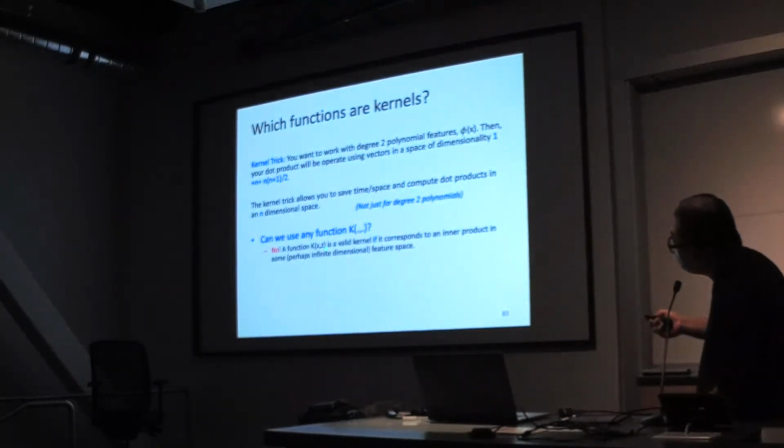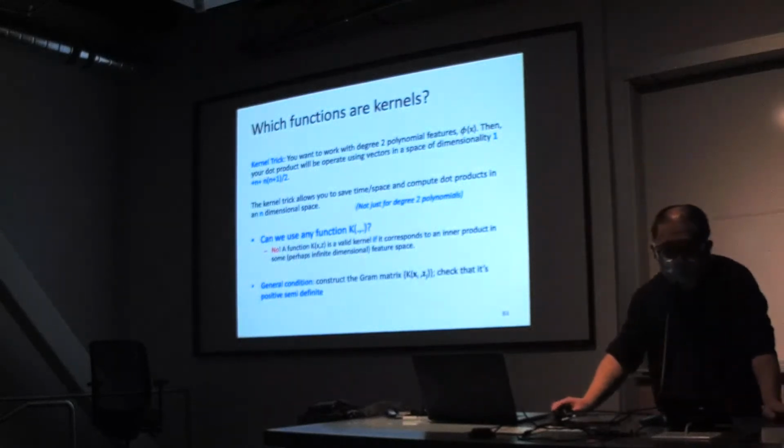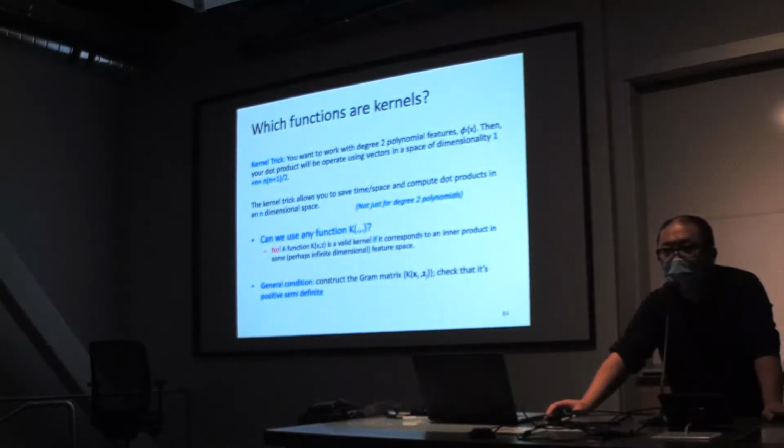A function k of x and z is a valid kernel only if it corresponds to an inner product in some high-dimensional feature space. And the natural question would be, given an arbitrary two-argument function, how can you decide if this function is a valid kernel function? If it is a valid kernel function, I can just use that to perform the kernel trick. We do not even need to know what kind of feature mapping it corresponds to.